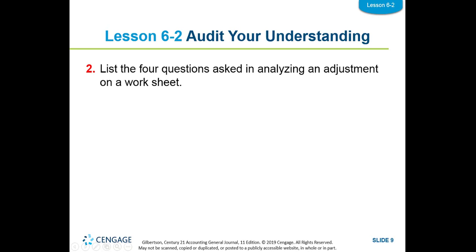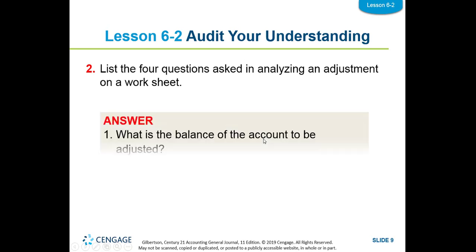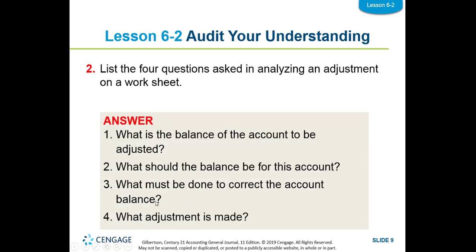Third question is, what must be done to correct the account balance? Is it going to be going up or going down? Well, I'm going to tell you right now, for supplies and prepaid insurance, all of our accounts are going to need to be credited. So then we have to figure out, how is that adjustment going to be made? So those are going to be your 4 questions. So again, making sure that you understand section 6-2, highlight your chapter, do some notes, and then we'll complete that work together and on your own.